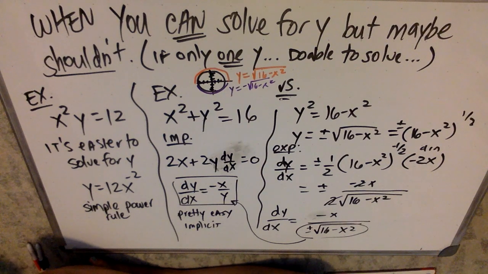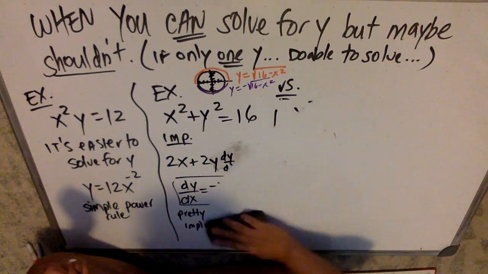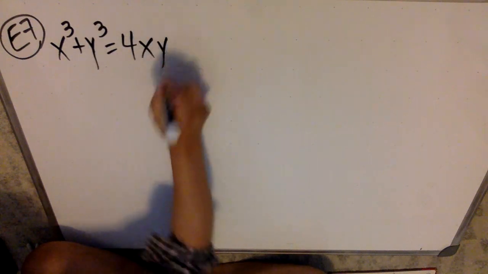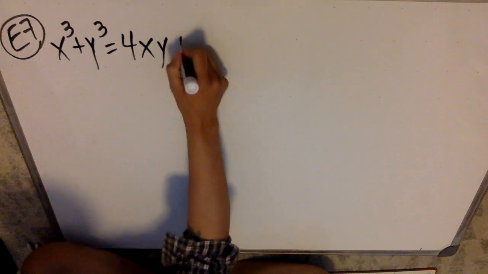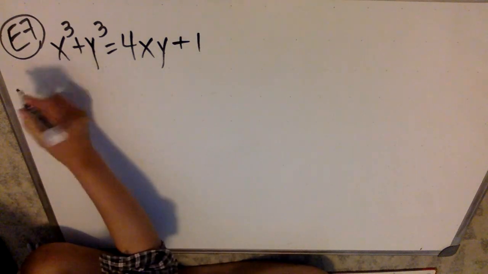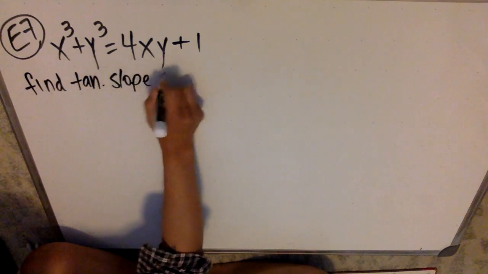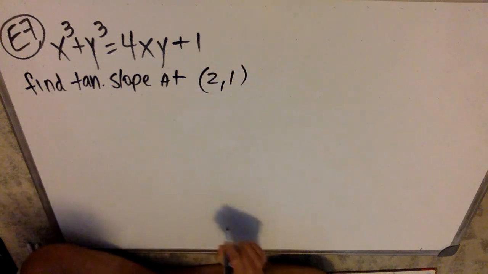So I think let's do one more type of problem. I think we're on 7, but it's hard to know. I don't recall doing a 7, and I do think we did a 6, so we're going to go ahead and call this E7. All right. So E7, I'm going to give you a function. Let's do x cubed plus y cubed equals 4xy plus 1, okay? And I want you to find the tangent slope at 2, 1. So here you're given both the x and the y.